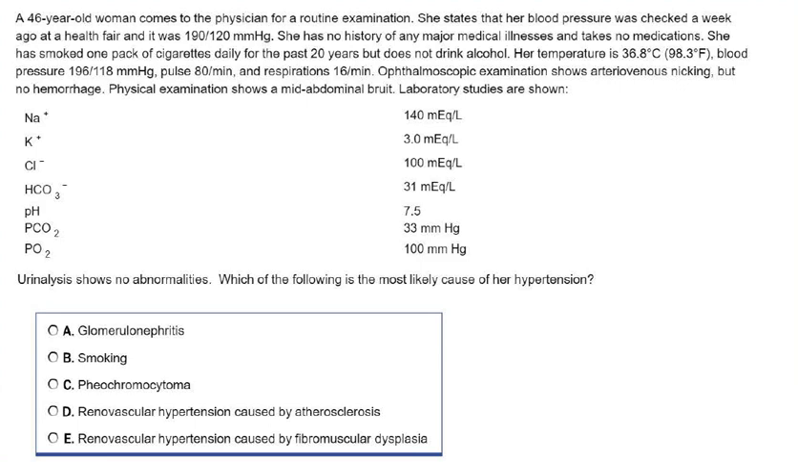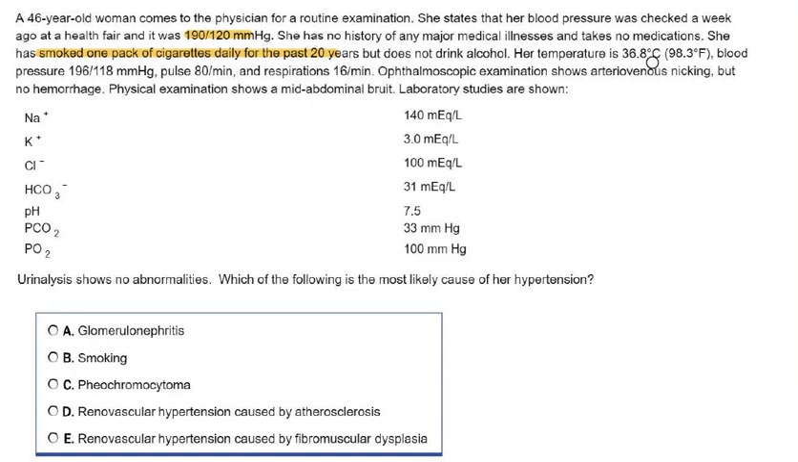Here comes the next question. A 46-year-old woman comes to the physician for a routine examination. She states that her blood pressure was checked a week ago. It was 190 by 120 millimeters of mercury. She has no history of any major medical illness, so no past history, and takes no medication. She has smoked one pack of cigarettes for the past 20 years. So there is this smoking history.